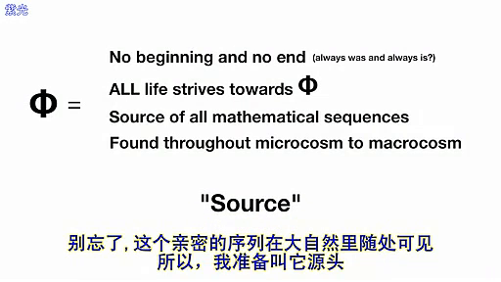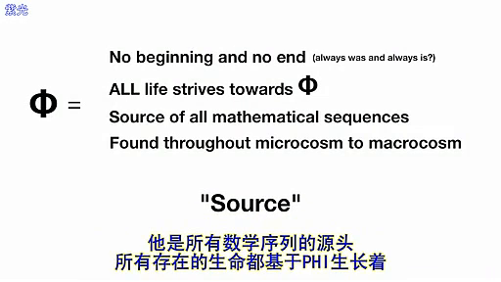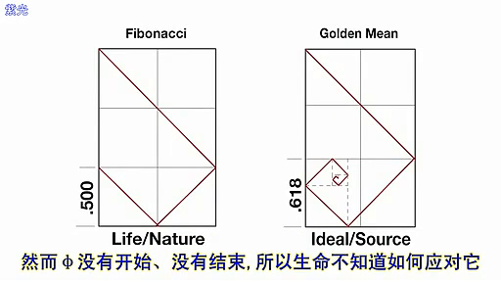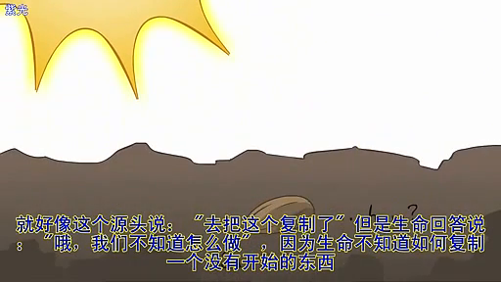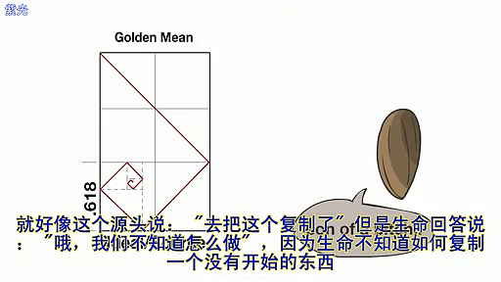I'm going to call it source. It is the source of all mathematical sequences, and all life in existence grows based on phi. However, phi has no beginning and no end. Life doesn't know how to deal with that. It's like source says, go and replicate this, and life says, we don't know how. Because life doesn't know how to create from something that has no beginning.